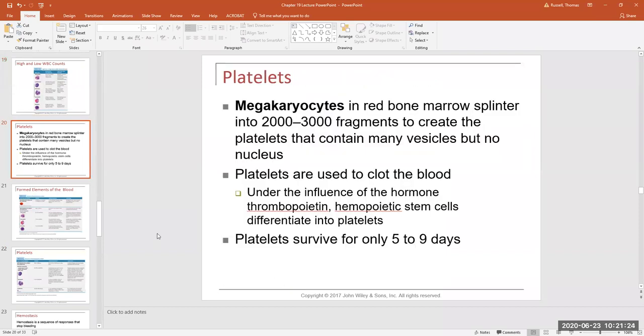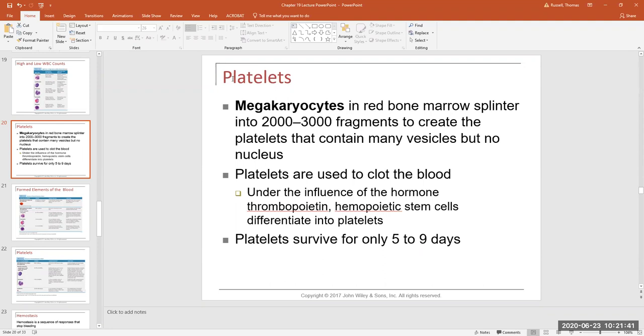All right. So we're going to talk about platelets a little bit more in a second. But before we do that, I'm going to introduce platelets now. We're going to look at the tables for their functions, and then we're going to get back into platelets and blood clotting.